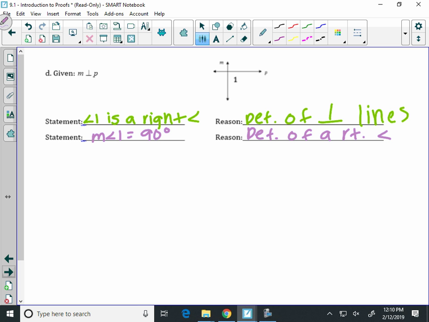From the given information, we knew those lines were perpendicular. Using that info, we knew that angle 1 was a right angle. Using that information we knew it equals 90 degrees. It all kind of branches off one another. Okay. Questions over that?